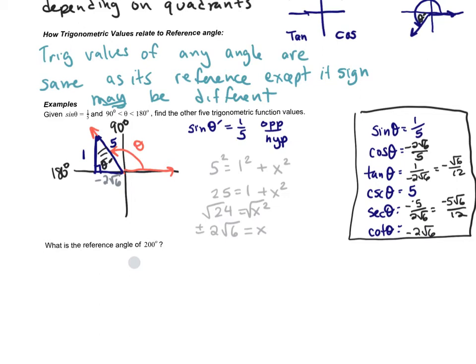So setting up this reference triangle, as we call it, is a really nice, easy way to find these trig values. Now, it doesn't always work out so nice. But when it does, it's pretty simple.